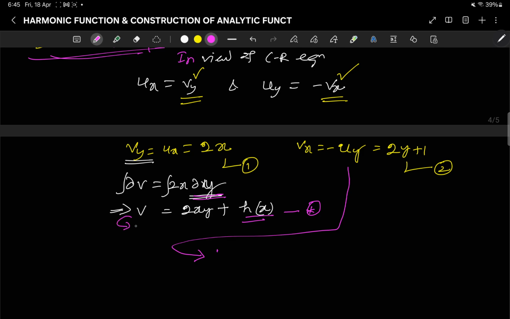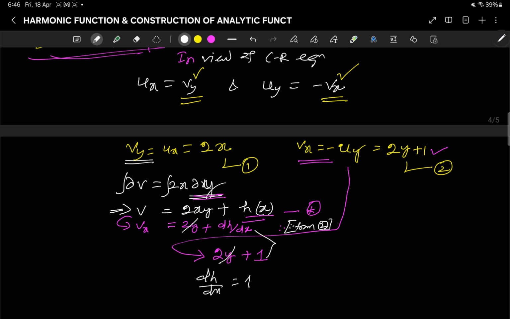Now directly, what is your vx? If you differentiate it, it is 2y plus dh by dx. Now if we compare this, what is my vx? Vx is my 2y plus 1. Now in view of this, comparing with the earlier expression, this 2y cancelled, which means this dh by dx is equal to 1.